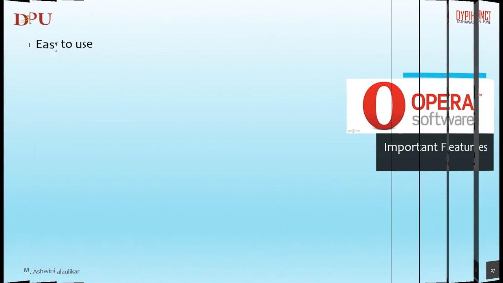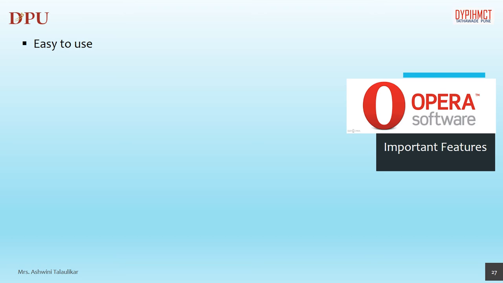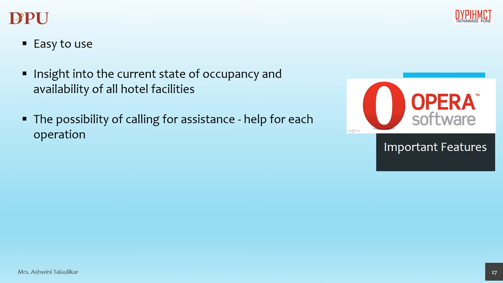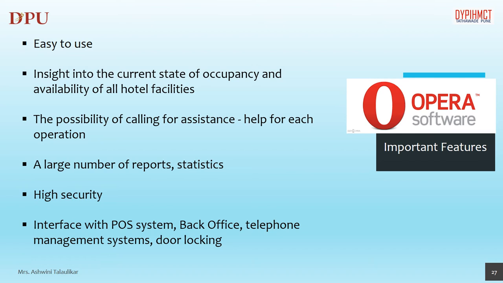The important features of Opera software are: it is easy to use. It has insight into the current state of occupancy and availability of all hotel facilities. The possibility of calling for assistance, help for each operation. A large number of reports and statistics. High security. An interface with the POS system, back office, telephone management systems and door locking.